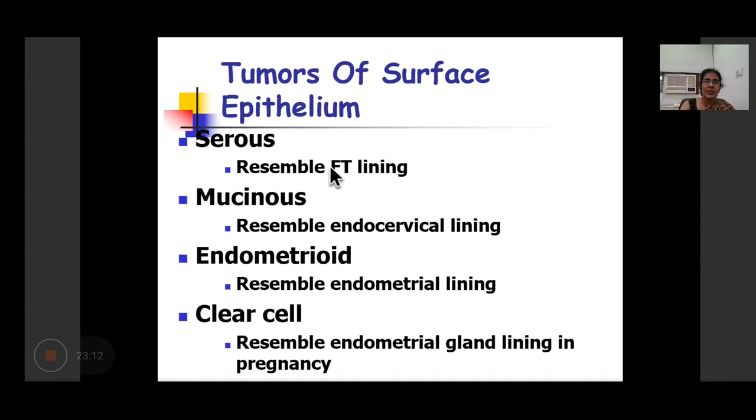So, what are the surface epithelial tumors? One by one, tumors of the surface epithelium may show differentiation towards ciliated columnar epithelial cells. That means they are resembling the fallopian tube lining epithelial cells.